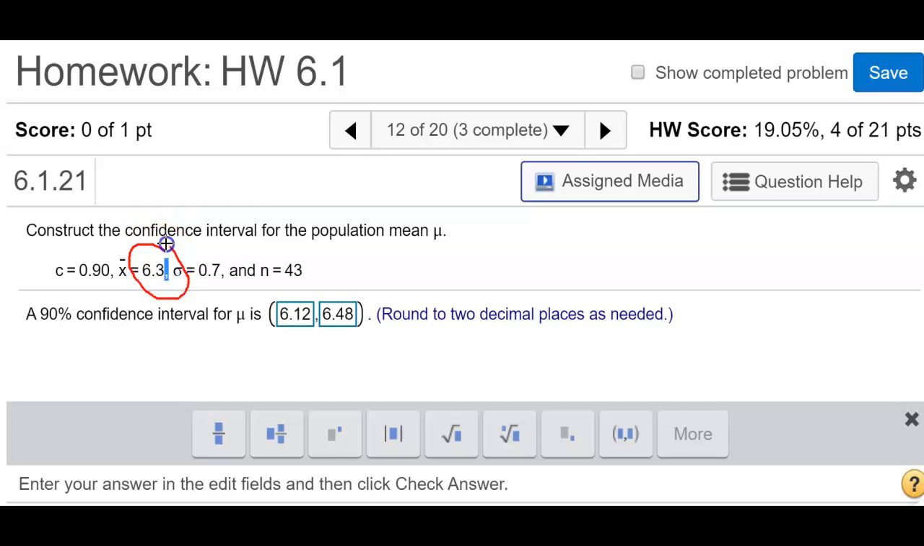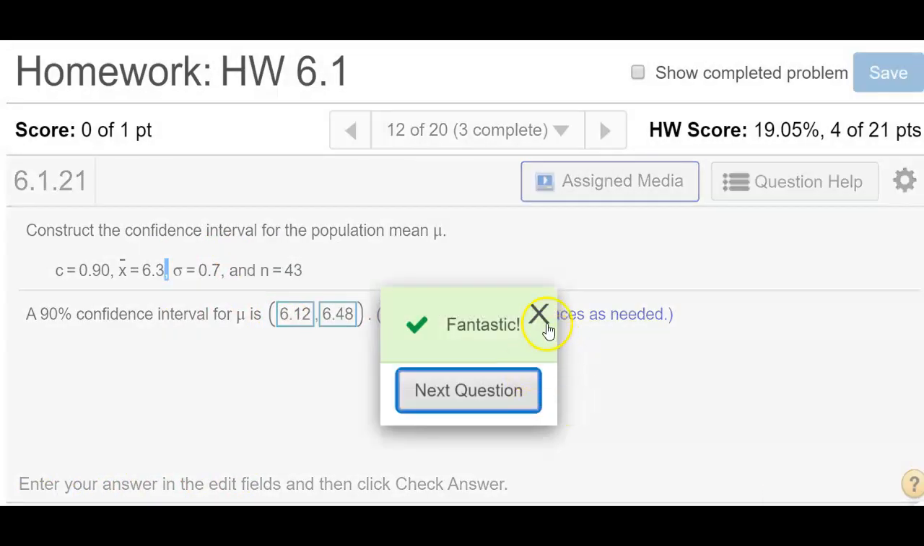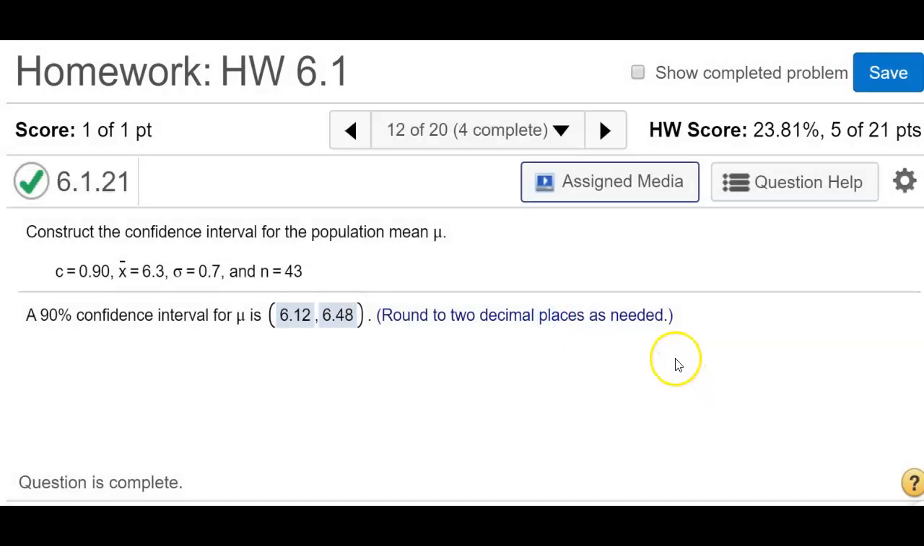If your mean is 6.3, then your confidence interval should be pretty much in that range. You can't say your interval is 25 or 75 or something like that. It has to be pretty much in that range. So I'm simply going to go ahead and check my answer, and that is fantastic. Now let's move on to the next one.